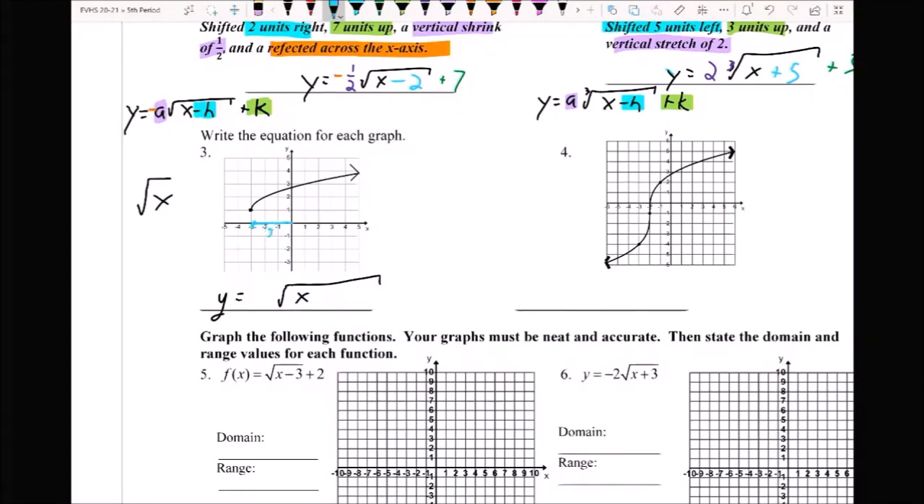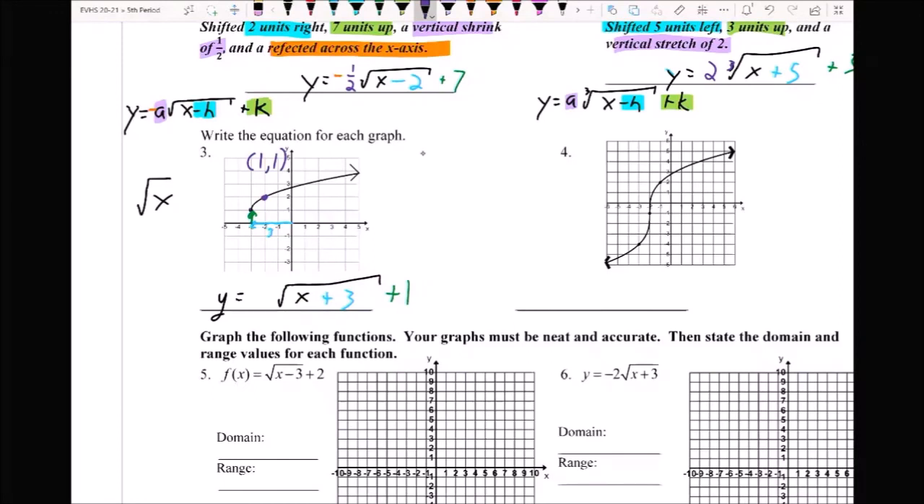Horizontal shifts are inside, and so since I went to the left 3, I need to actually add 3, because that is an inside lies. Also, we're going up 1 on my vertical shift, so that's +1 on the outside. It has not been reflected because it's going up, so I don't have to worry about a negative sign. But we're also going to look at, for the stretch, that point right there. Remember, the relative point should be 1, 1 relative to the vertex. And since it is 1, 1, then we don't have to worry about any sort of stretch or shrink.